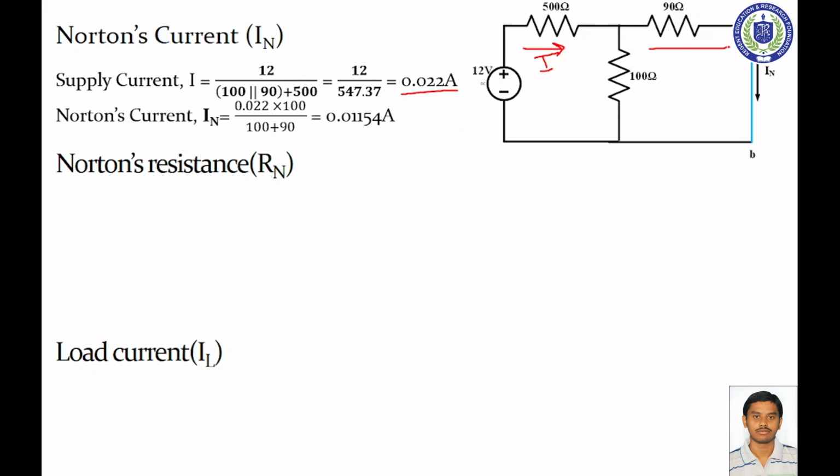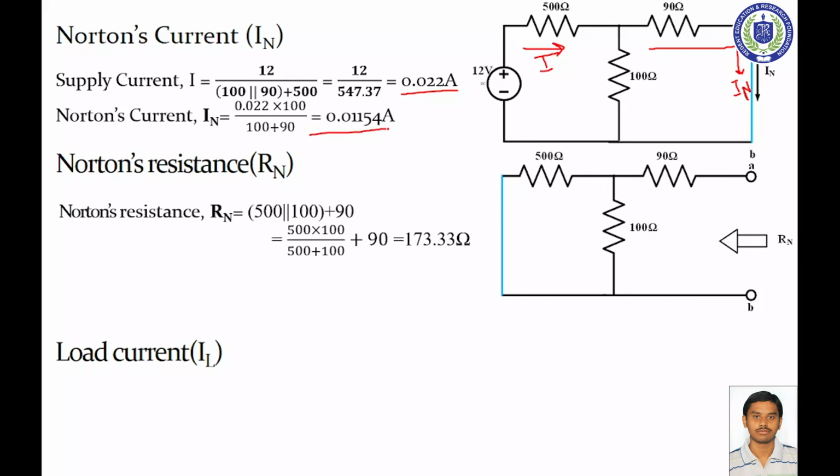And this is the Norton's current portion. When we get the total current, we calculate Norton's current according to the current division rule. So 0.022 into 100, because the 100 ohm is the opposite resistance of the 90 ohm. So 0.022 into 100 divided by 100 plus 90, then the value is 0.0154 ampere.